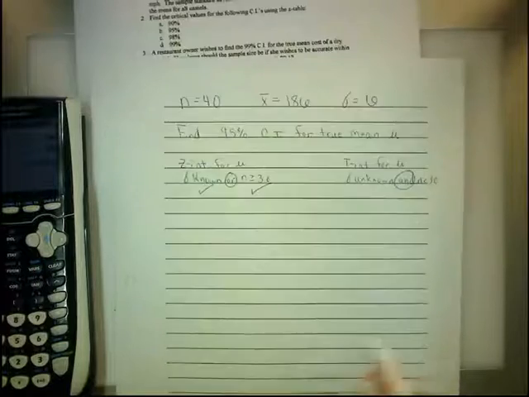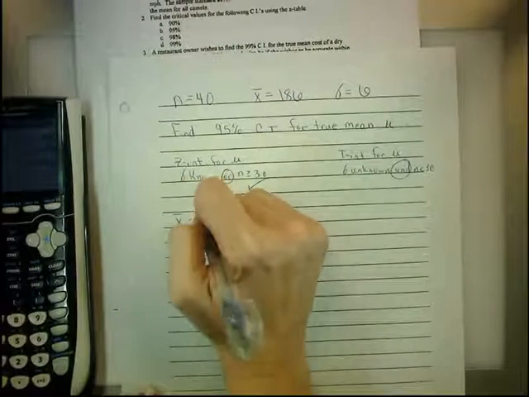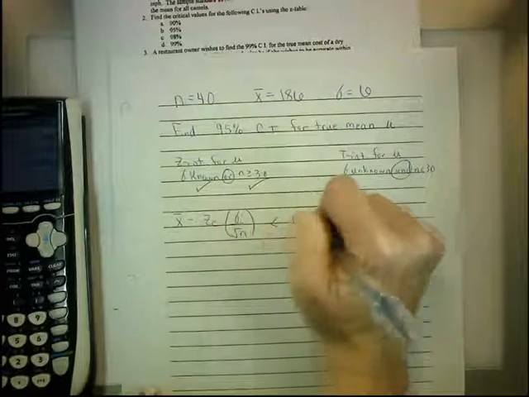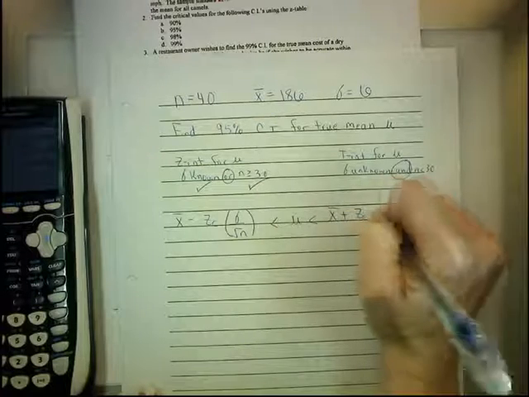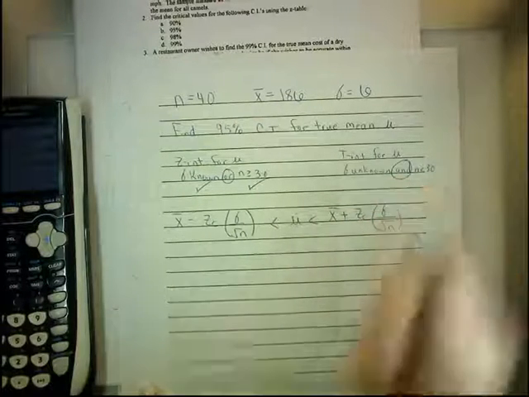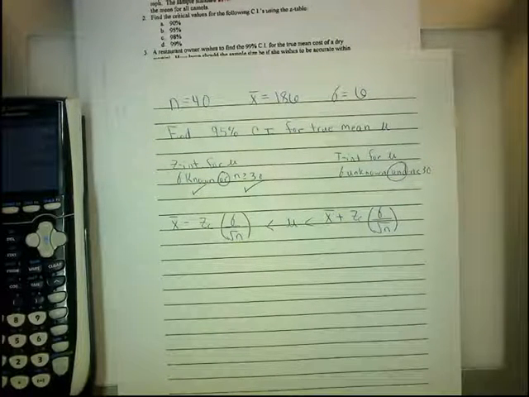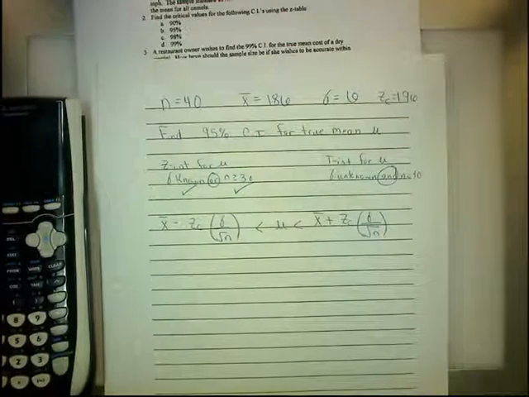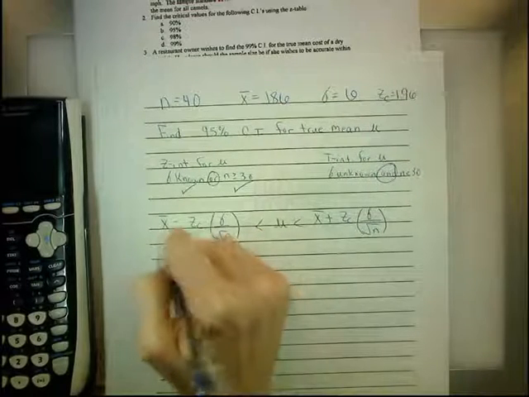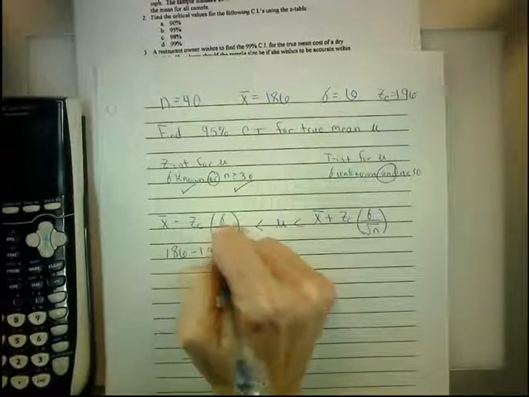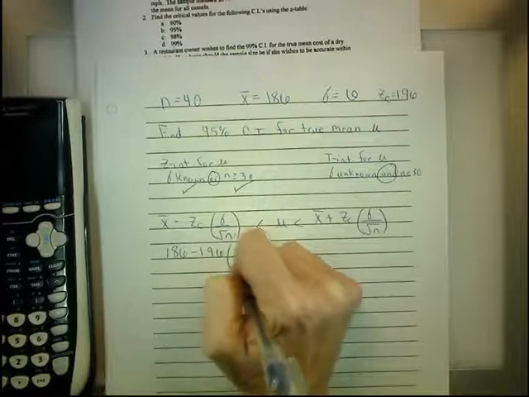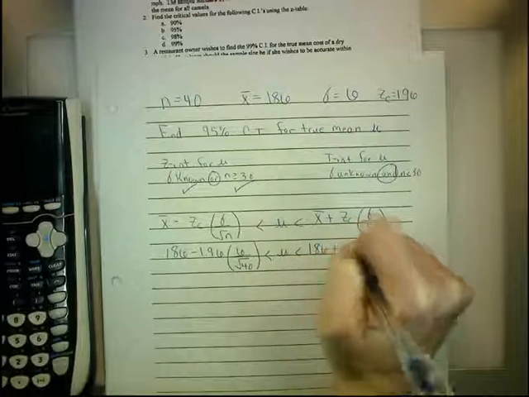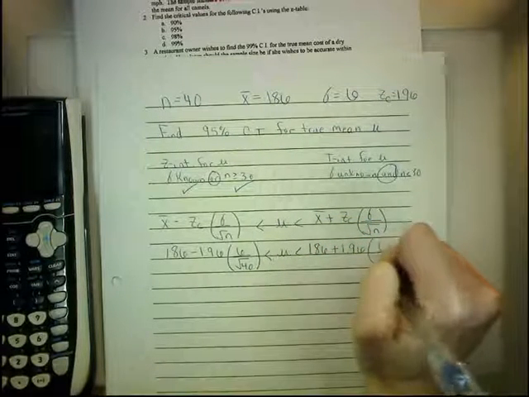The next step is to write down the formula, X bar minus Z sub C, sigma over the square root of N, X bar plus Z sub C, sigma over the square root of N. Now, if it's a 95%, the other thing that we know is Z sub C is 1.96. So I'm going to plug in 186 minus 1.96, 6 divided by the square root of 40, 186 plus 1.96, 6 over the square root of 40.